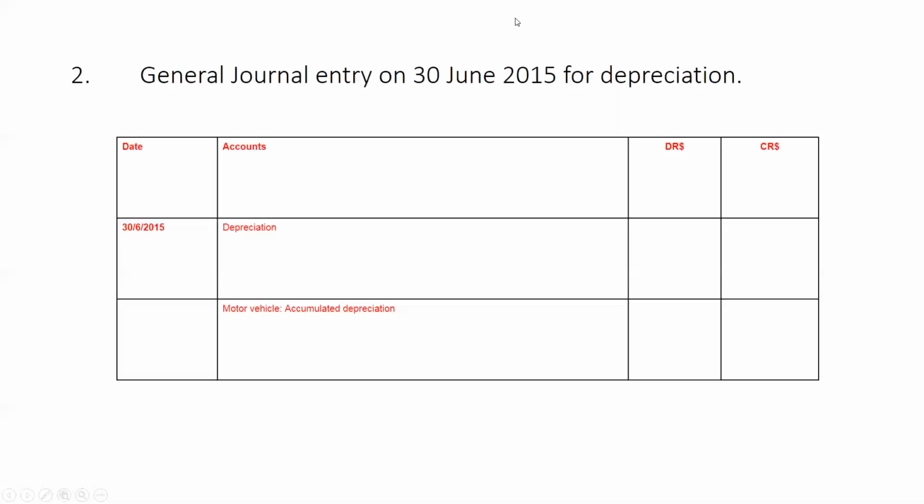So, journal entry. Journal entry on 30/2015 for depreciation. So we already found the depreciation. This is only for 2015, right? Not for 2016, 17, or so. This is just for the first one.